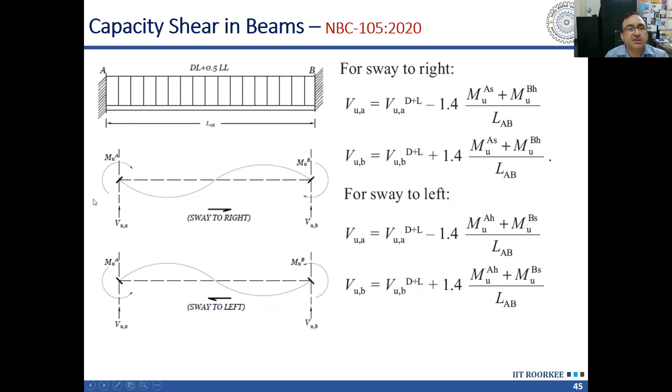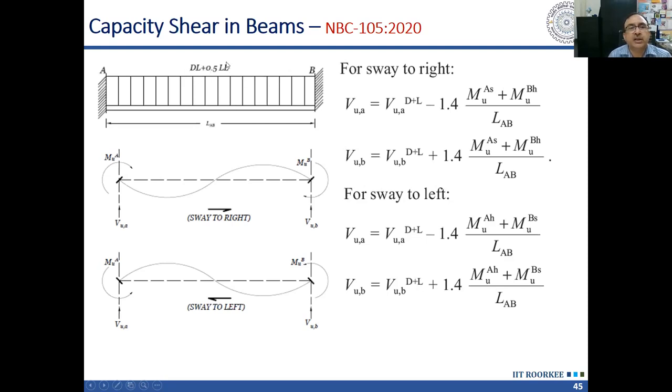And we can see when this is subjected to clockwise moment at both the ends, there will be a shear force developing here because of this moment, and the shear force will be MuA plus MuB divided by L. So the total moment divided by lever arm between the two reactions. So we will get a reaction 2M by L because of the moment, and we will also have the shear force because of the dead load and live load.